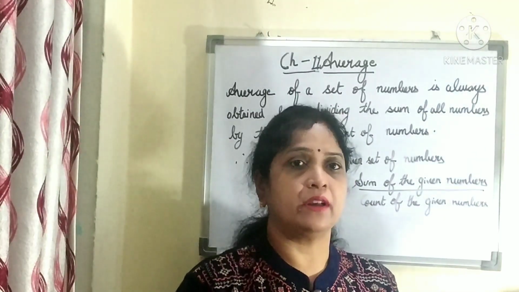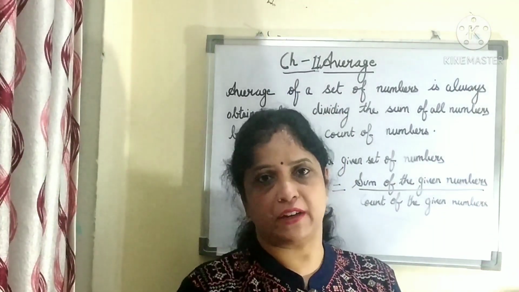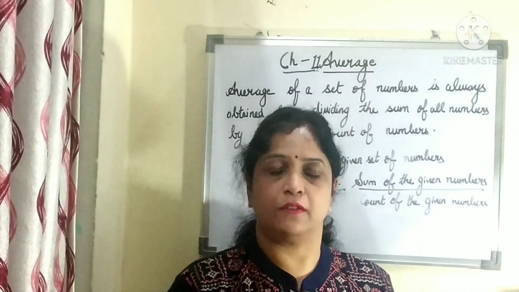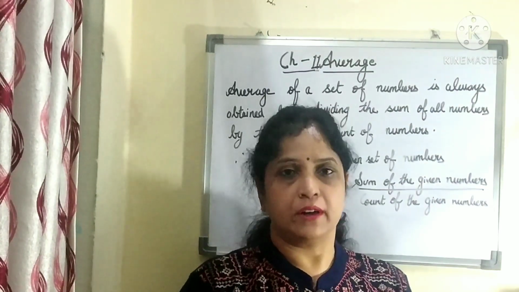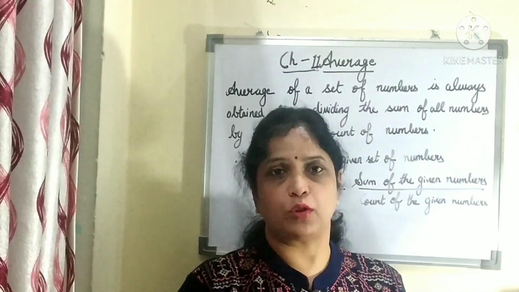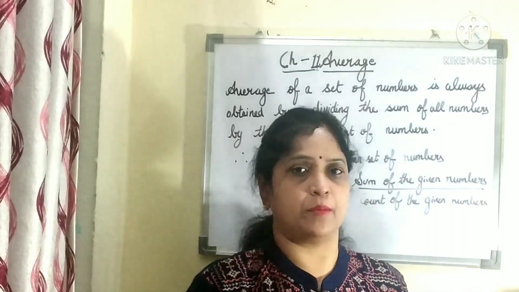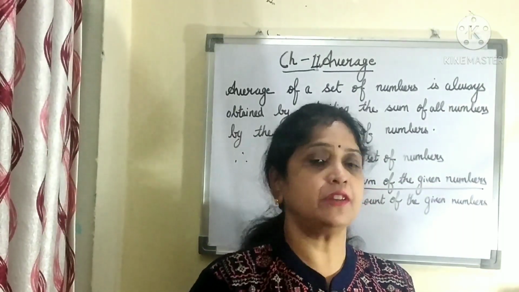How would I calculate? Suppose roll number 1 got 75, roll number 2 got 64, roll number 3 got 59, roll number 4 got, out of 80, he got 80. Then similarly the different students are getting different marks. So how would I calculate the average?